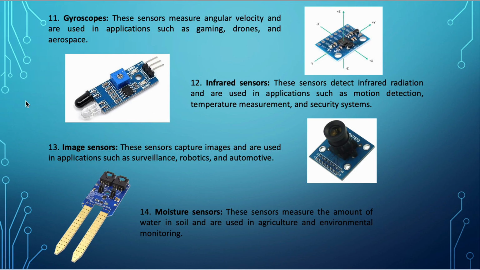Then we come to one of the most used IoT devices, or the most famous IoT device when coming into wearables, especially wearables and your smartphone: gyroscopes. These sensors measure angular velocity and are used in applications such as gaming, drones, and aerospace.